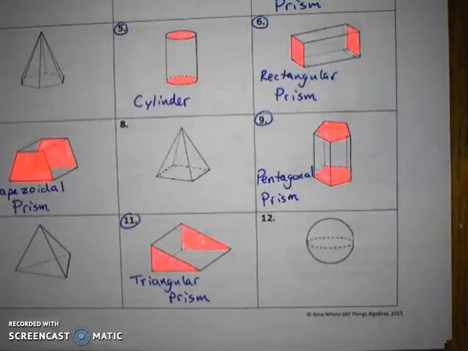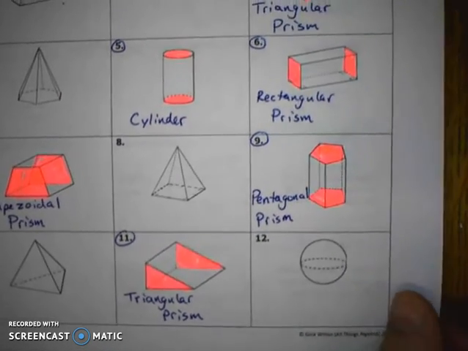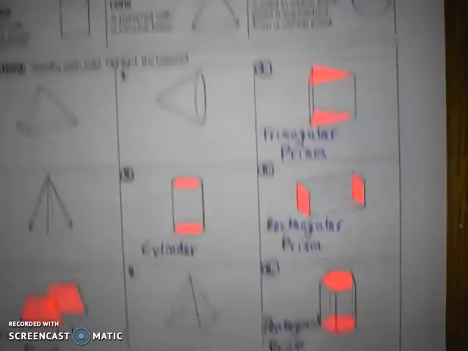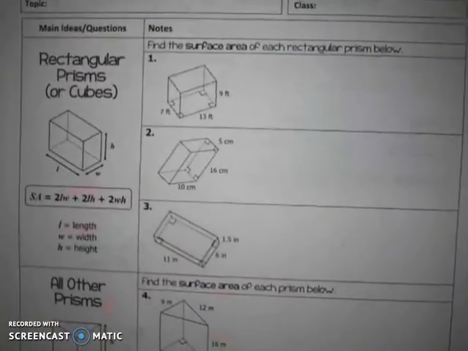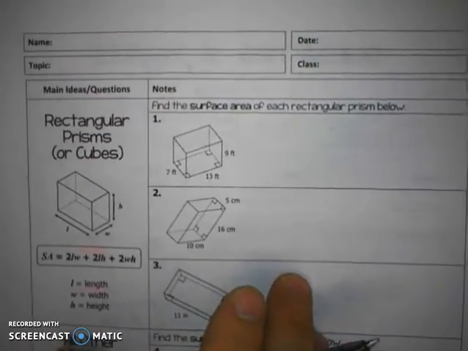So those are prisms and cylinders. And now we're going to take a look at how to actually calculate surface area. So we're going to turn the page, and this is where we're going to begin the main content of our notes today.